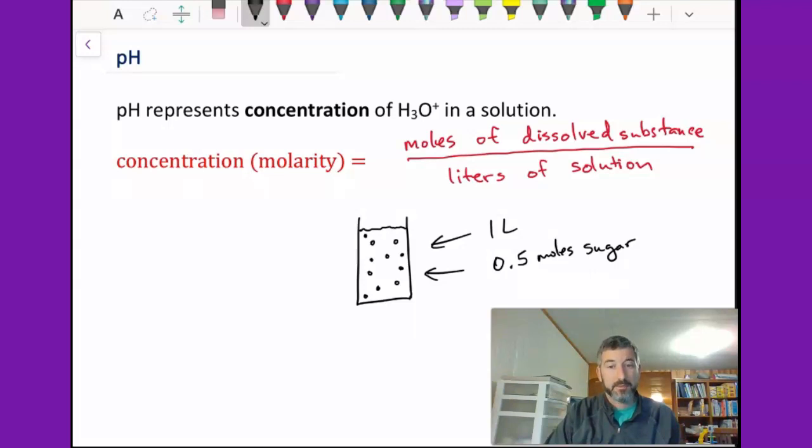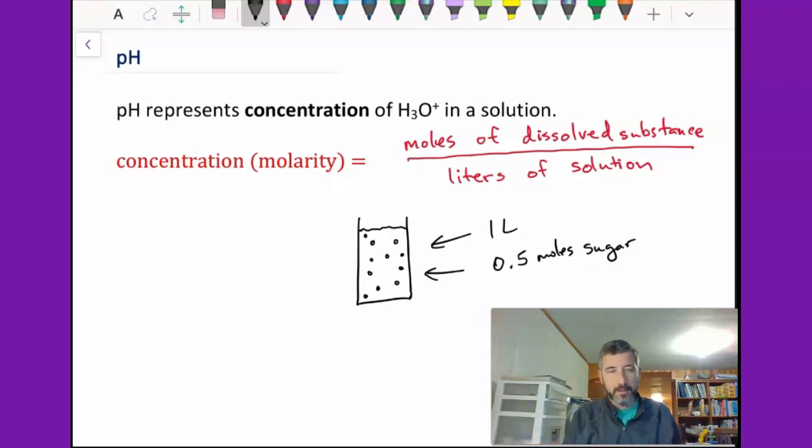Because atoms and molecules are really small, we group them together not in dozens like you would for eggs or roses or donuts, or into centuries like you do for years if you're talking to a historian. A counting unit for atoms and molecules has got to be really big, and it's 6.02 times 10 to the 23rd, but that represents a mole. So 0.5 moles of sugar sounds like a small number, but it's actually a lot of sugar molecules.